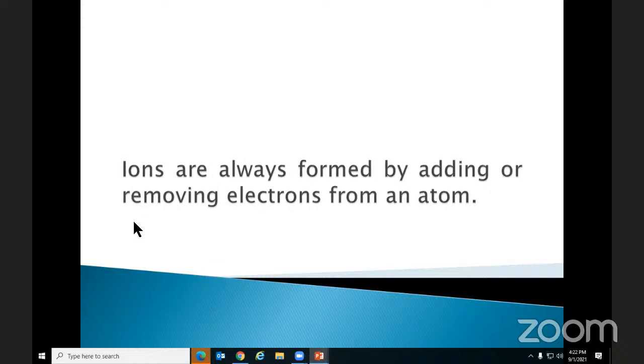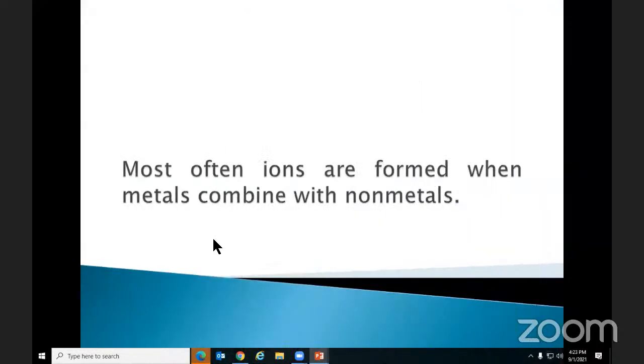Okay, so we talked about the fact that cations are formed as a result of electrons being lost by an atom, and anions are formed as a result of electrons being gained by an atom. So if we look at the way ions are formed to form a compound, basically what you have is that ions are always formed by adding or removing electrons from an atom.